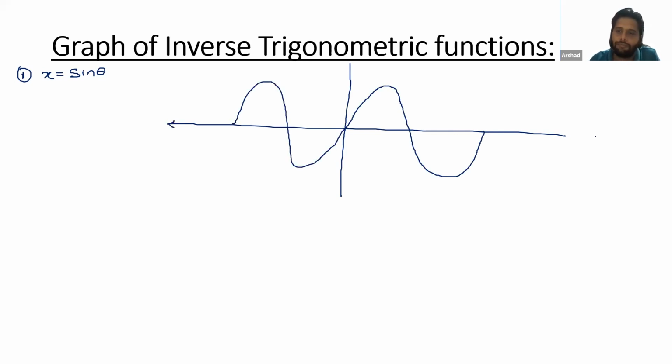If anyone has a doubt, please let me know. We are doing it from the basics. So this is 0. This I will write as pi by 2, 90 degrees, and this is minus pi by 2. This value is 1, and this value is minus 1. Now we will go back to domain. What is the domain of a function? Who can tell me?